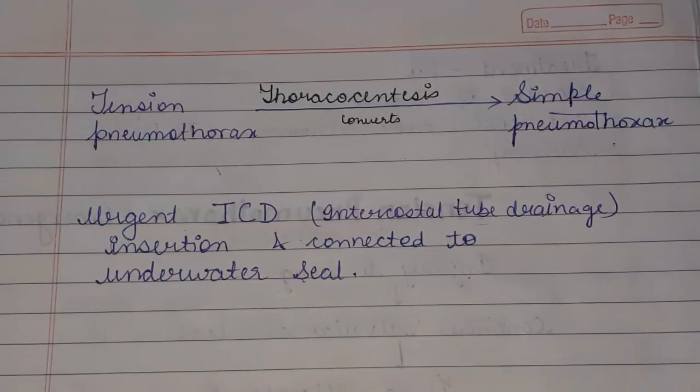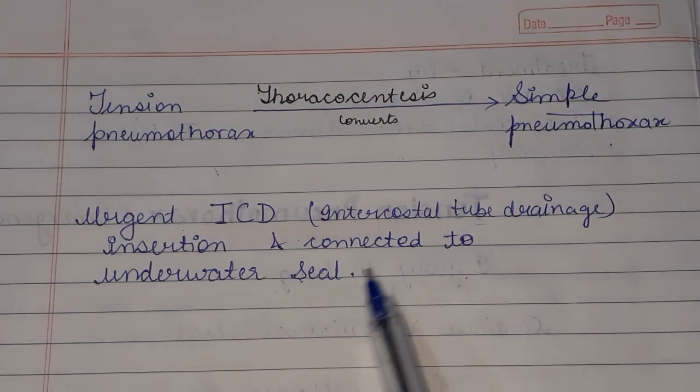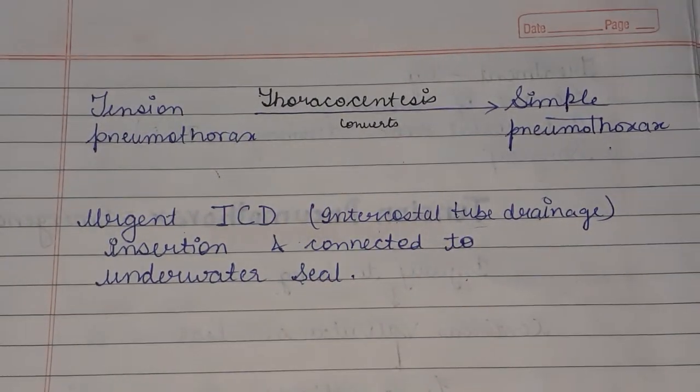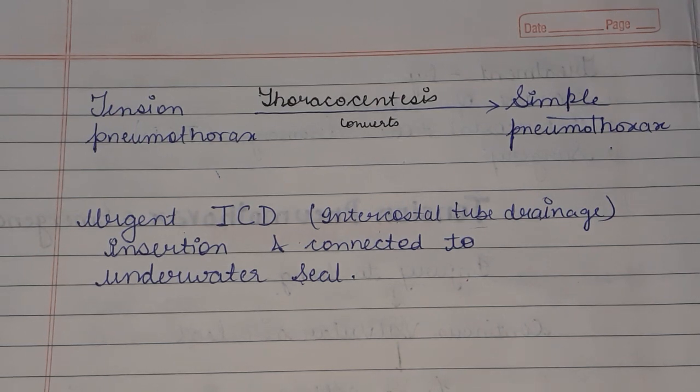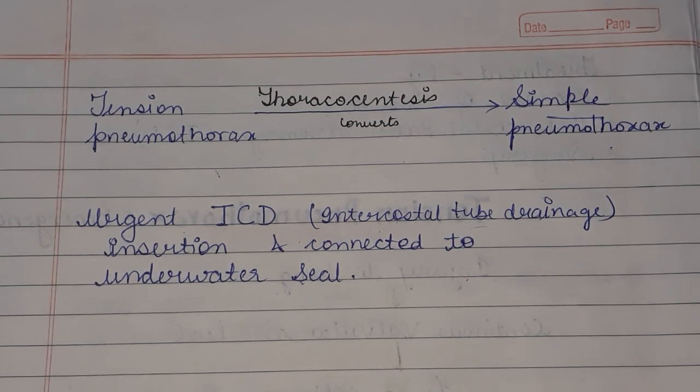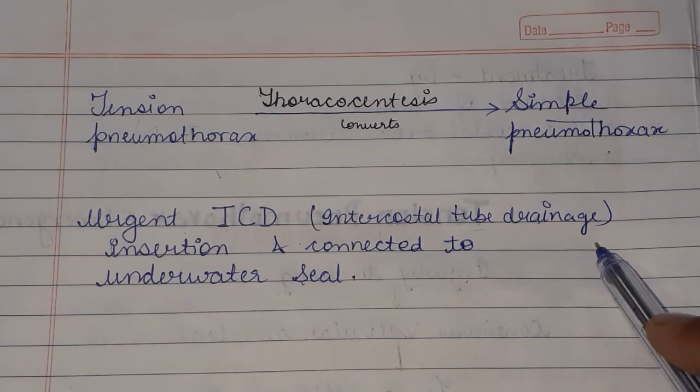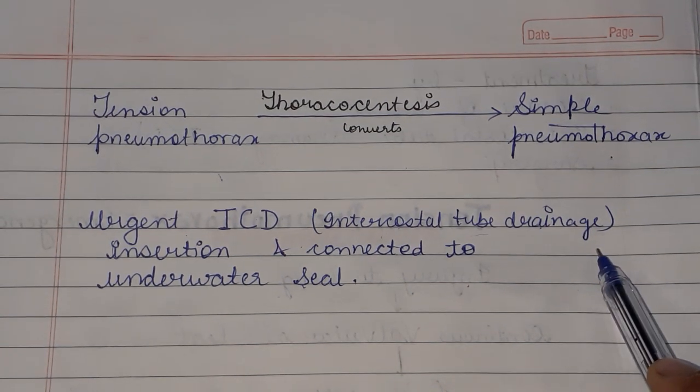ओके, सो जो ये अर्जेंट ट्रीटमेंट है थोरेकोसेंटेसिस का, वो क्या करता है, टेंशन न्यूमोथोरैक्स को सिंपल न्यूमोथोरैक्स में कन्वर्ट कर देता है. तो उससे जो इमरजेंसी है वो कम हो जाती है ना, सीवियरिटी डिक्रीज हो जाती है. और अदर ट्रीटमेंट में हम क्या कर सकते हैं, इंटरकोस्टल ट्यूब ड्रेनेज कर सकते हैं. ओके, सो दीज आर द मेन इंपॉर्टेंट ट्रीटमेंट.